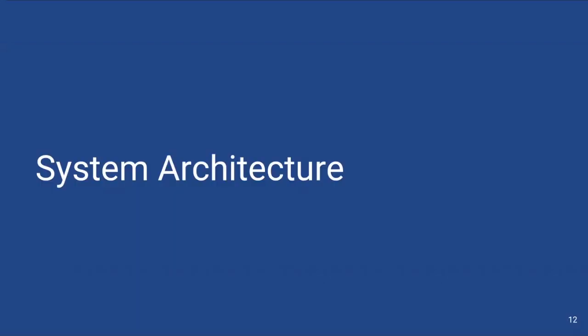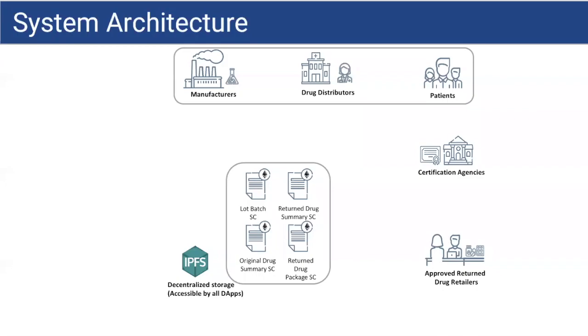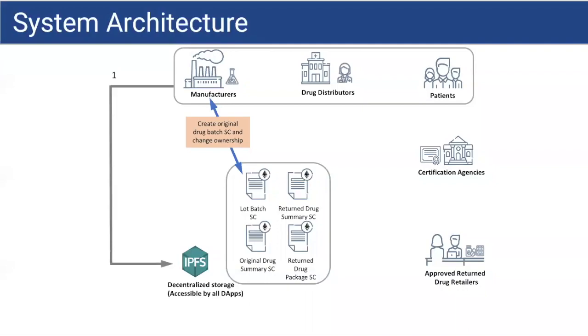The system architecture process starts with manufacturers creating the lot batch smart contract and deploying it on the blockchain. The contract is identified by an Ethereum address and it includes information about the drug lot. The manufacturers will upload original images of the drugs to the IPFS.